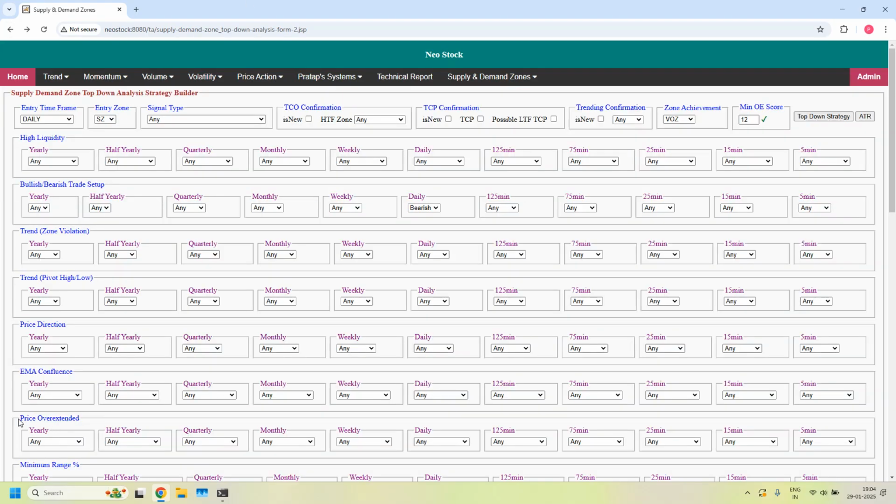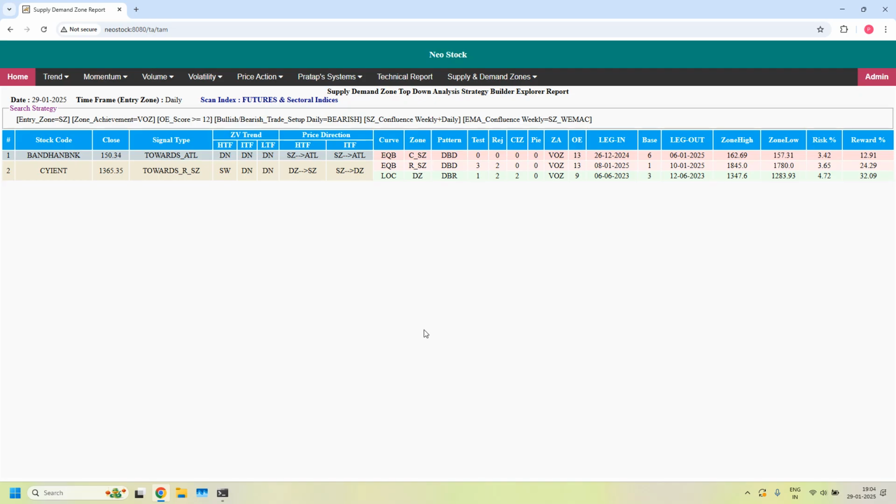Let's verify. In the EMA confluence, weekly time frame, because the daily supply zone is part of the weekly supply zone. That's why we are setting the filter weekly supply zone having weekly EMA confluence. 2 stocks are filtered. So these 2 supply zones are even much higher priority supported supply zones.